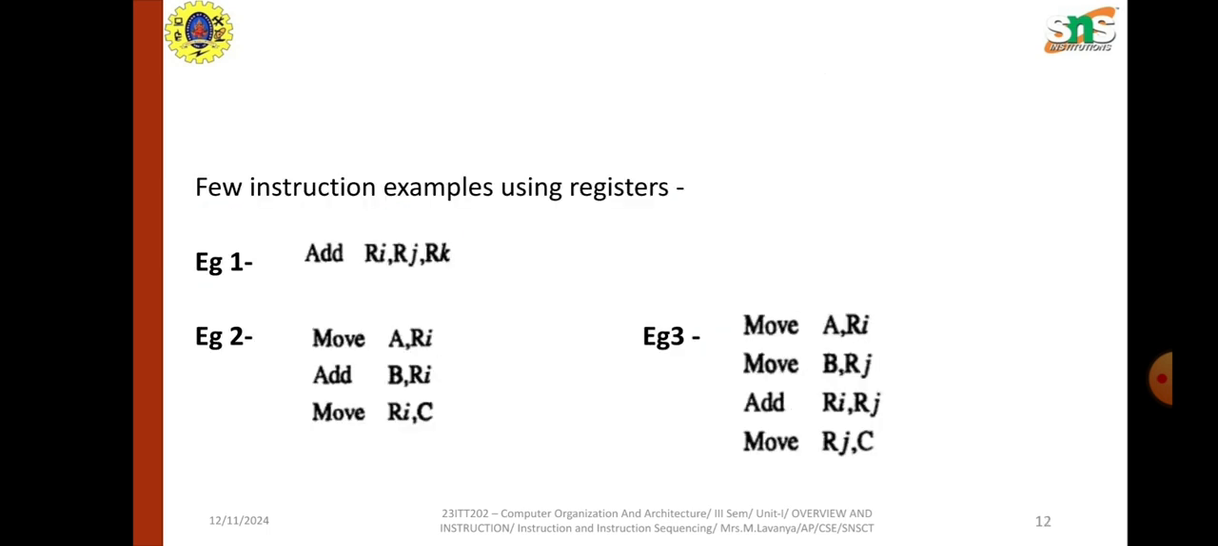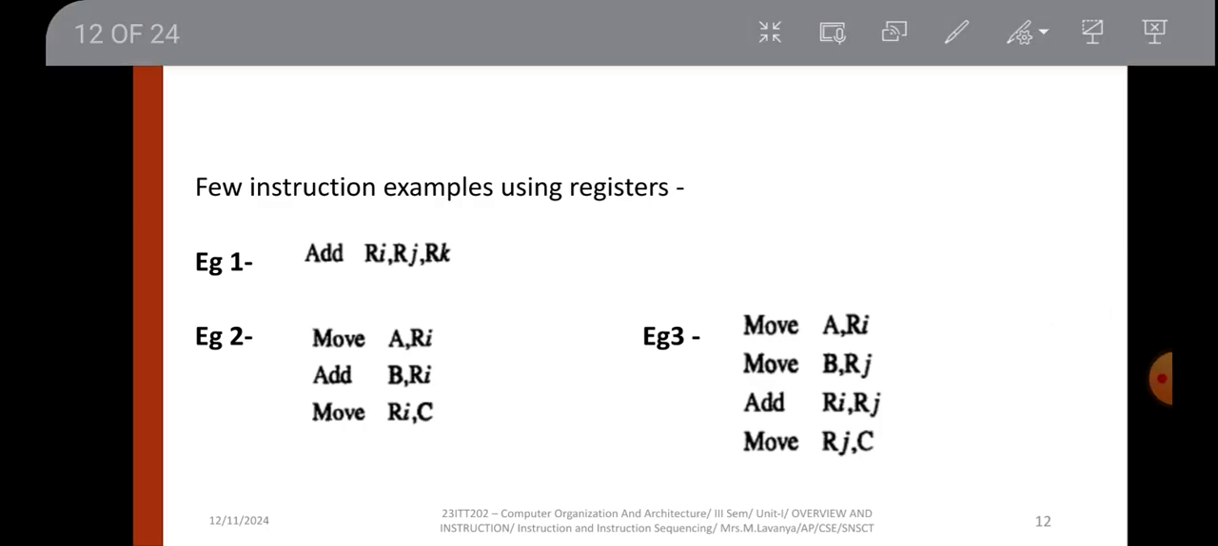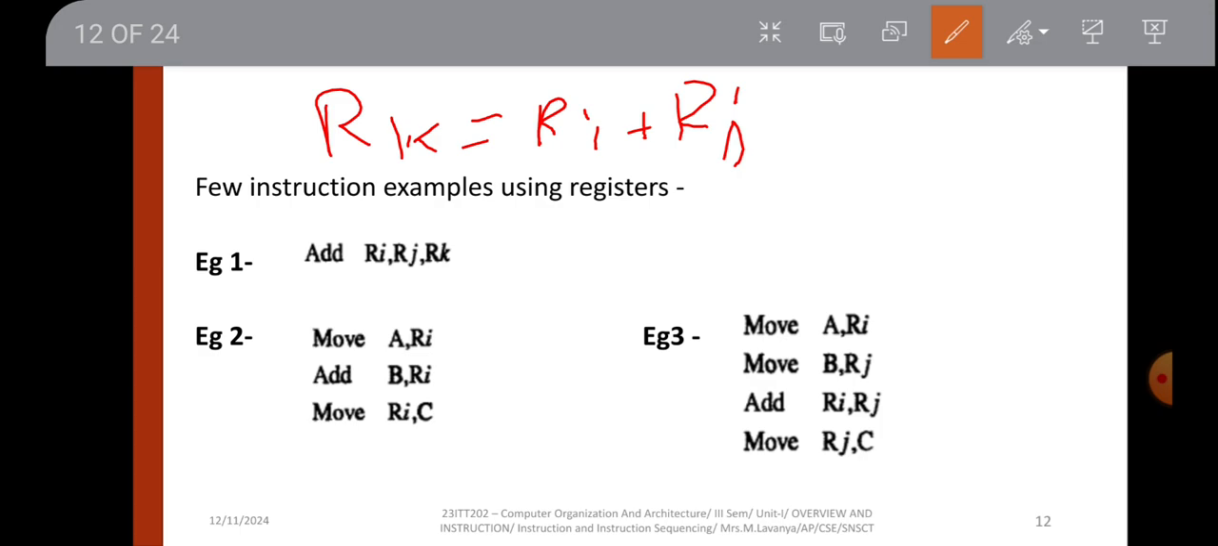This is another example to indicate the usage of 1, 2 and 3 address, whereas add ri, rj and rk represents rk is equal to ri plus rj. This is the operation to be performed. In that, for 3 address it is given as add ri comma rj comma rk. Here rk is the destination, ri and rj are the source. It is of single line.